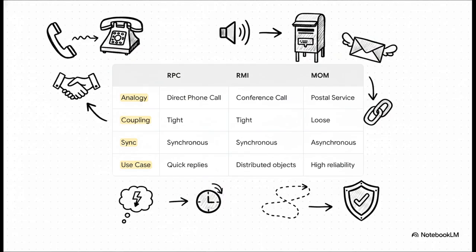You're going to use RPC or RMI, our phone call models, when you have that tight back-and-forth conversation, where you absolutely need an immediate answer. And you're going to use MOM, our postal service, when what you really need is reliability and flexibility, when all the different parts of your system need to work on their own without being tied together in space or time.